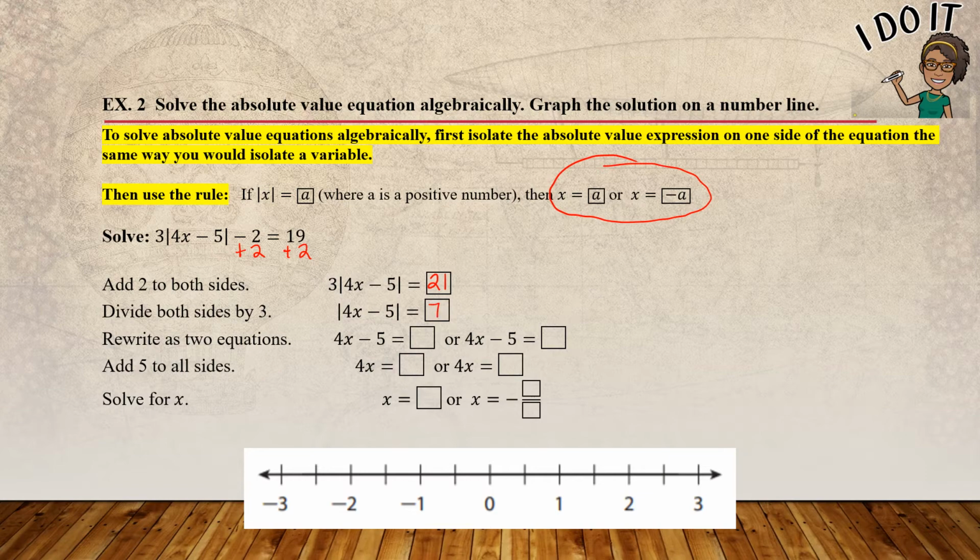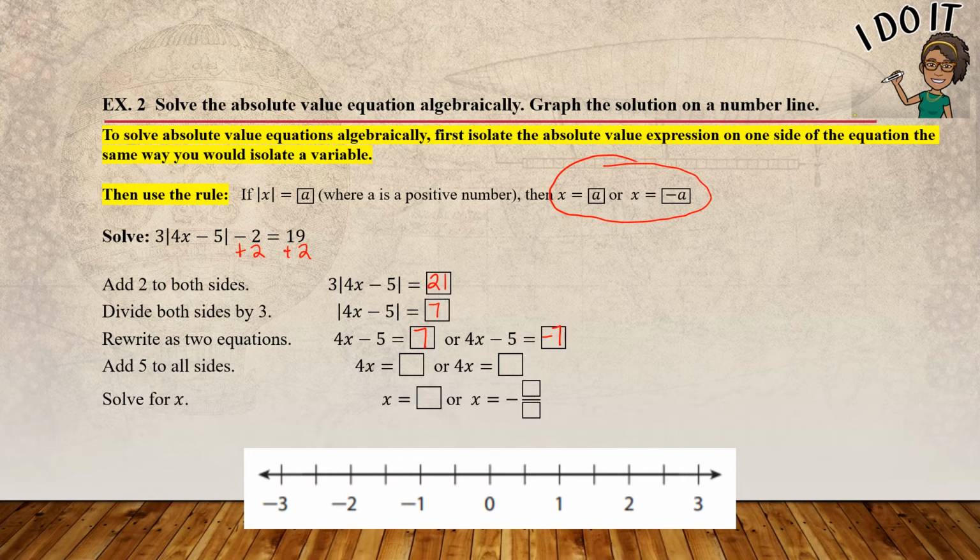Then we rewrite the absolute value equation as two equations, because remember, there's a disjunction. Either the expression equals some positive number, or it equals the negative of that number. So we have 4x minus 5 equals 7, and we also have 4x minus 5 equals negative 7. Now we solve both equations as we normally would.